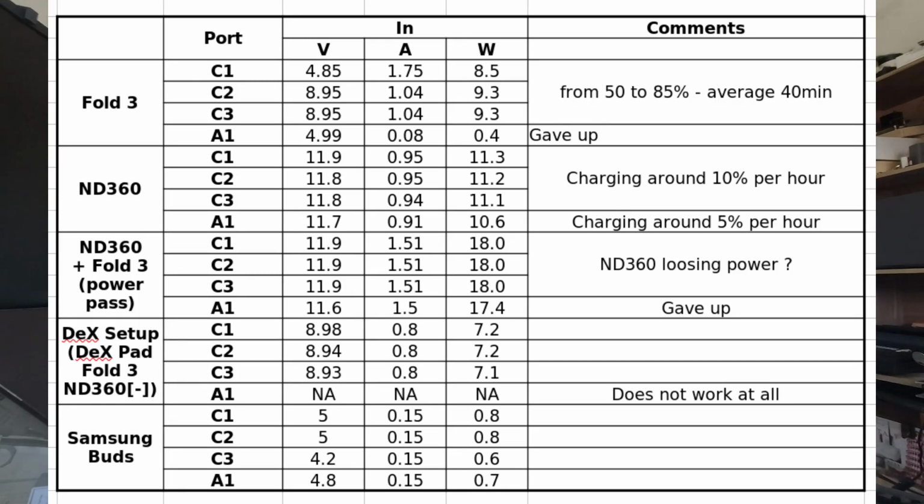So let's go with Fold 3. As you can see, pretty much the watts output is somewhere around 9 watts. The lowest one, obviously, is the USB Type-A port, which was only doing an output of 0.5 watt. With the USB Type-A port, I stopped testing because I had to use the phone, I had to unplug it. I wasn't patient enough to wait until it reached 85% after, I think, an hour or so.